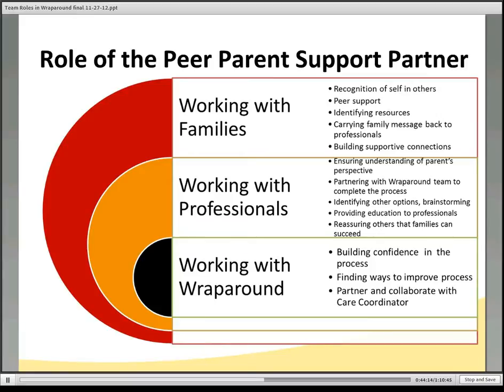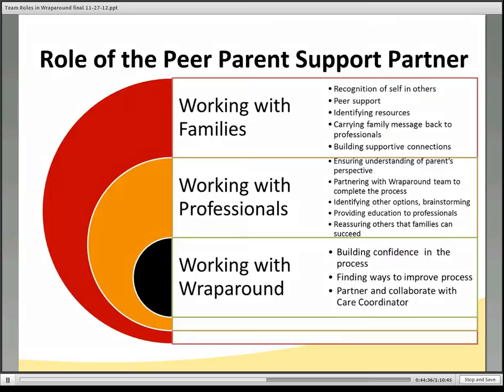They're great usually at identifying resources. Oftentimes your parent support partner is pretty involved in the community, knows the community, knows where the resources are, and is able to get the parent connected with those no-cost, low-cost resources that are so important.